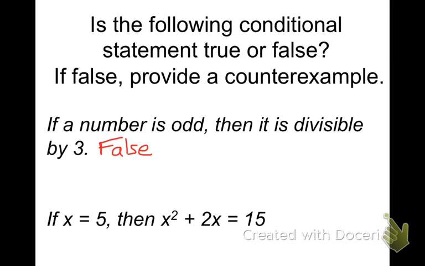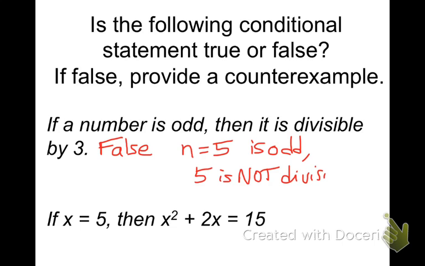A counterexample would be the number 5. So 5 meets the condition, 5 is odd, but 5 is not divisible by 3, so the conclusion is false.